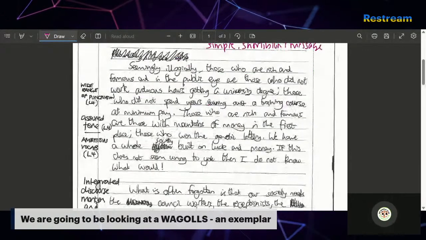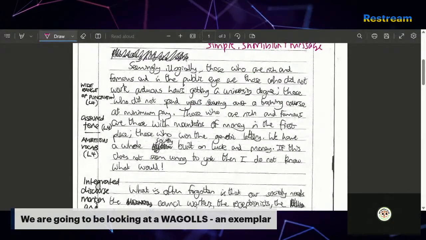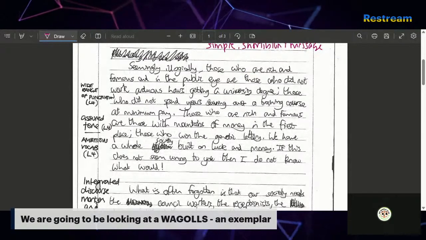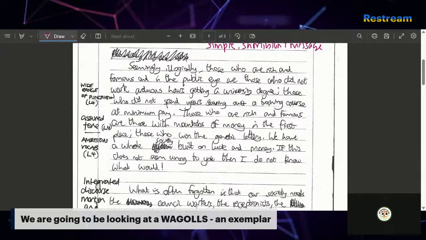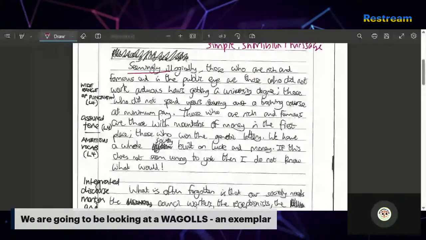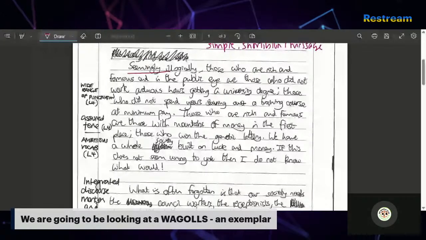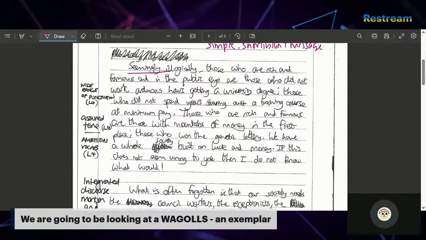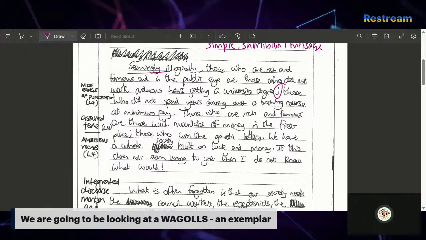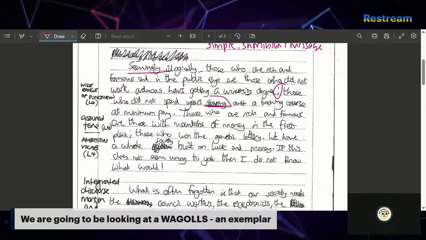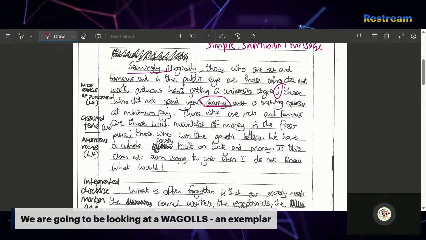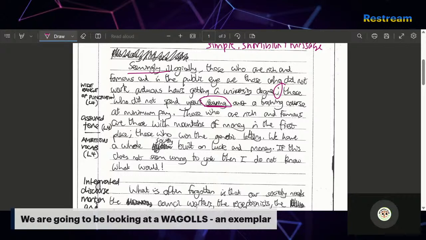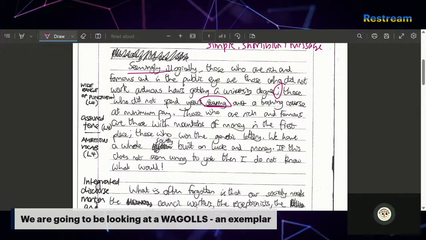"Seemingly illogical, those who are famous and in the public eye are those who did not work arduous hours getting a university degree; those who did not spend years slaving" — remember, look at this emotive language here, slaving — "away at a training course at minimum pay."